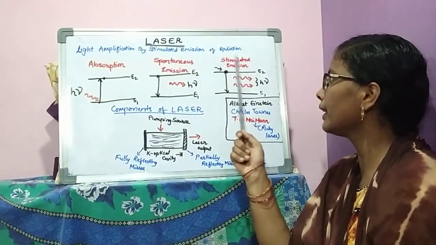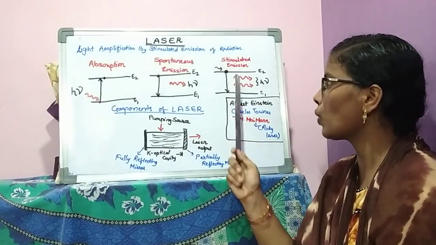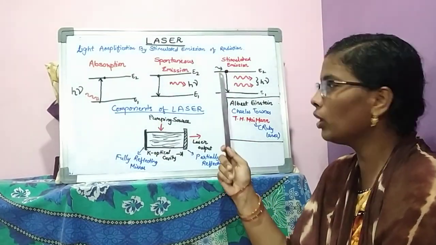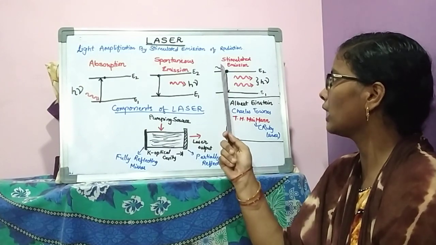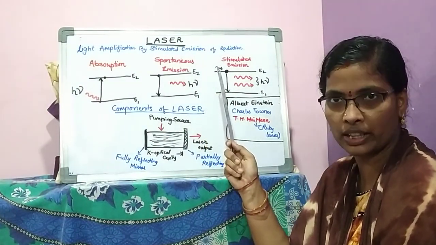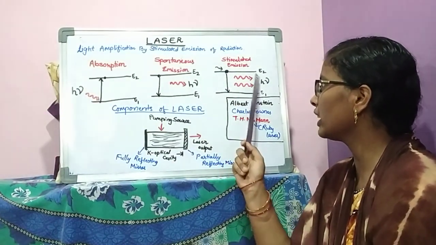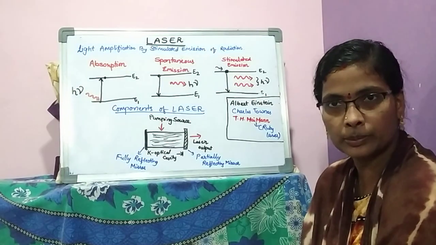Now here, I had written stimulated emission. In the case of stimulated emission, what happens? Before the atom present in the excited state comes to the ground state, we supply some extra amount of energy so that when the atom de-excites to the ground state, it releases two photons.